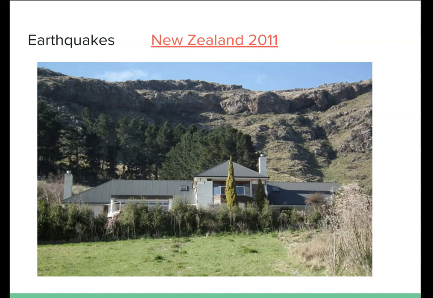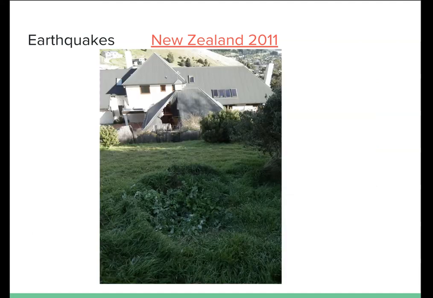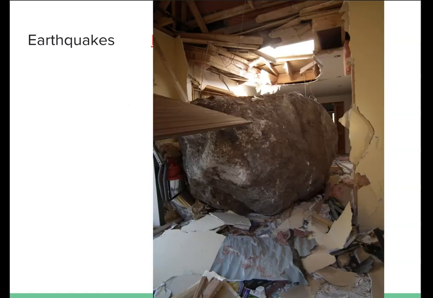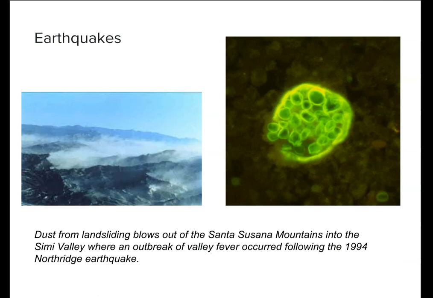As you can see, this house looks fine, right? Except it's sitting right below that big old cliff. And that big old cliff just lodged a big old rock that actually bounced here. You can see where it bounced. And then went through the roof of the house. And there it is, sitting in the garage. And that's lovely. So earthquakes are a major cause of landslides.